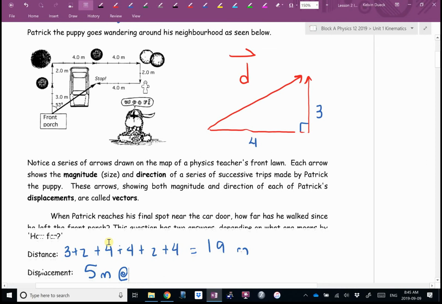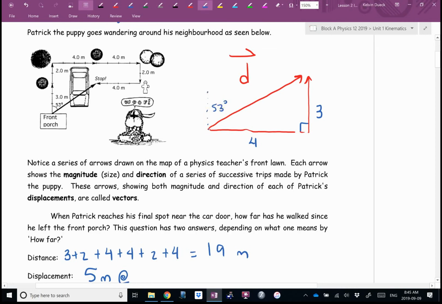Well, we have this angle here is 53 degrees from the picture. Now, problem, I want the angle inside this triangle. Oh, wait a minute. Not a problem. What do these two angles add to?